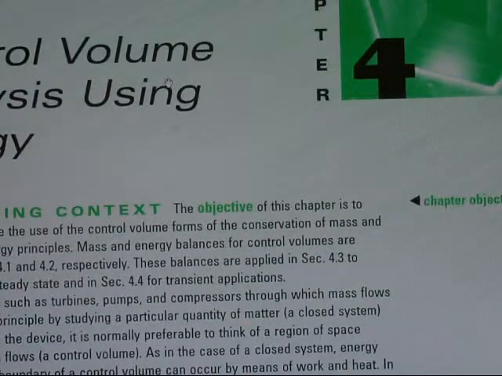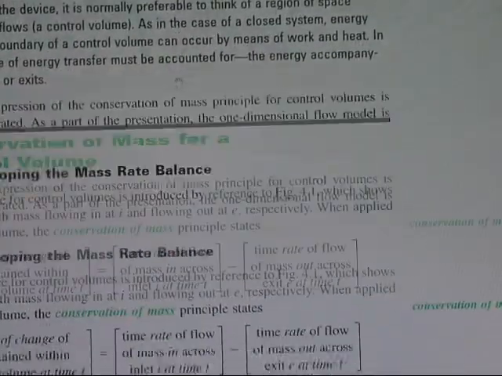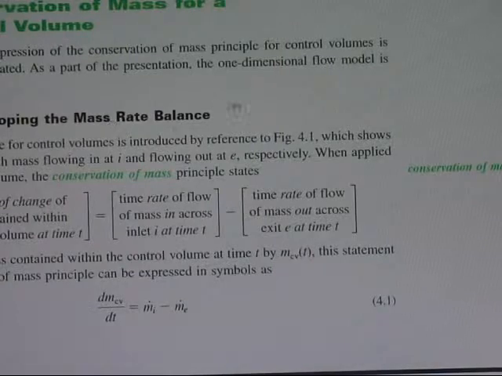So this is for the control volume analysis. Mass flow in a control volume. In this case, the mass rate balance can also be calculated. The time rate of change of the mass contained within the control volume equals the rate of flow of mass across the inlet i at time t minus the rate of flow of mass out across the exit e at time t. So therefore, dm_cv by dt equals m_i minus m_e. The inlet minus the exit.